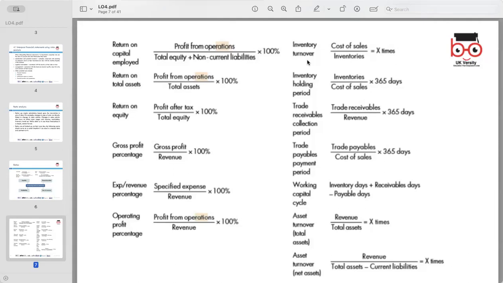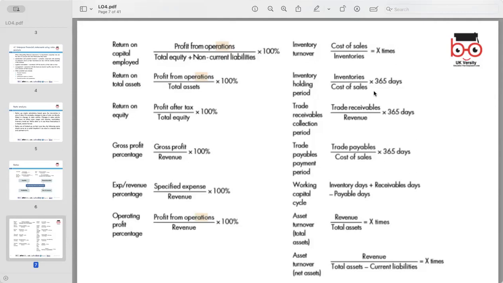Trade receivable collection period. This ratio measures the average number of days it takes for a company to collect payment from its customers. It is calculated by dividing the trade receivable, if you can see, by revenue and multiplying the result by 365 days.